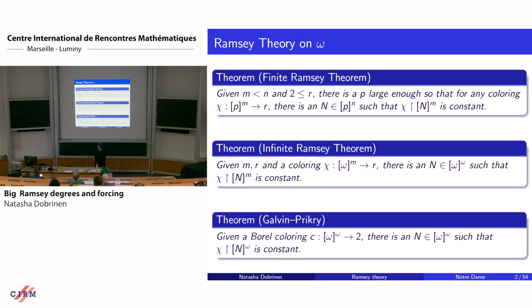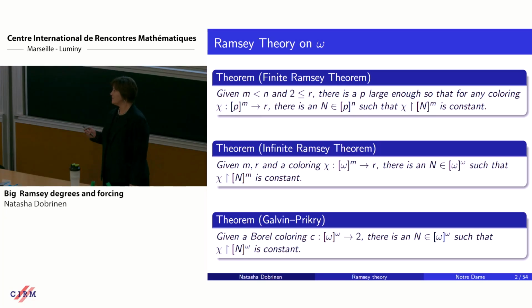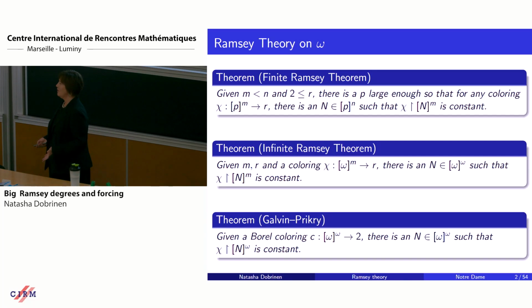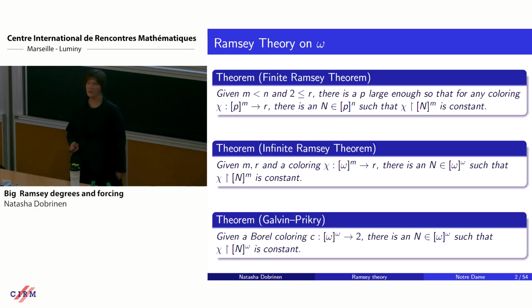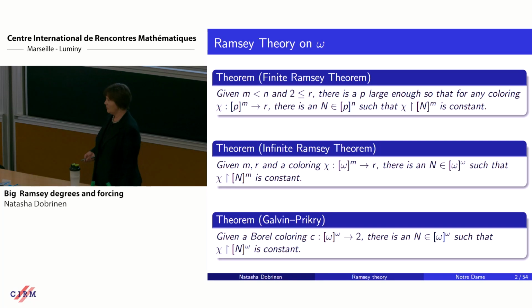So the finite Ramsey theorem is coloring finite sets inside finite sets, looking for a large enough finite set where you can get down to one color. The infinite Ramsey theorem is coloring copies of a particular finite set inside of the natural numbers and looking for an infinite subset where you can get down to one color. And then the Galvin-Prikry is close to the best that you could get if you want to color infinite subsets of the natural numbers inside the Baire space.